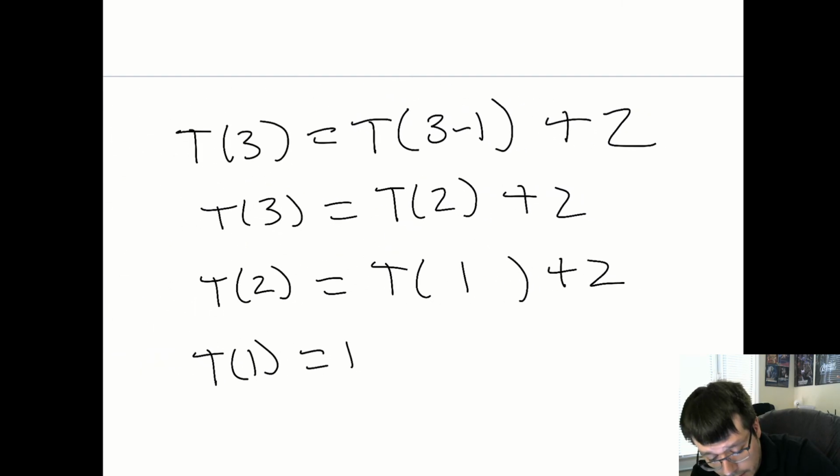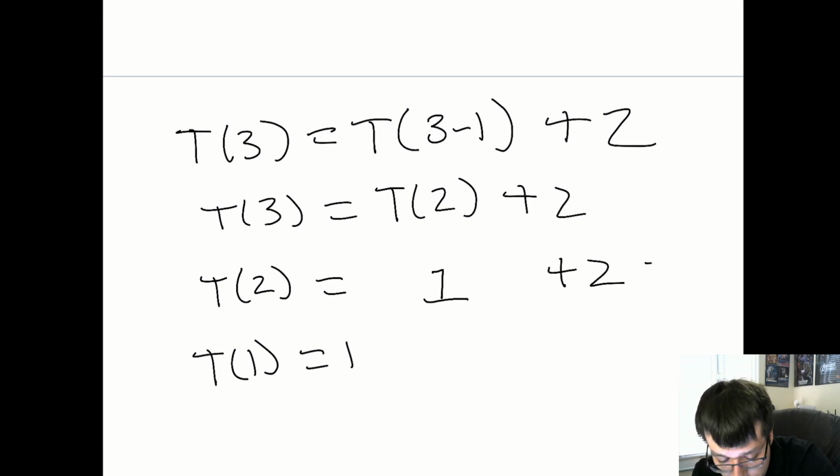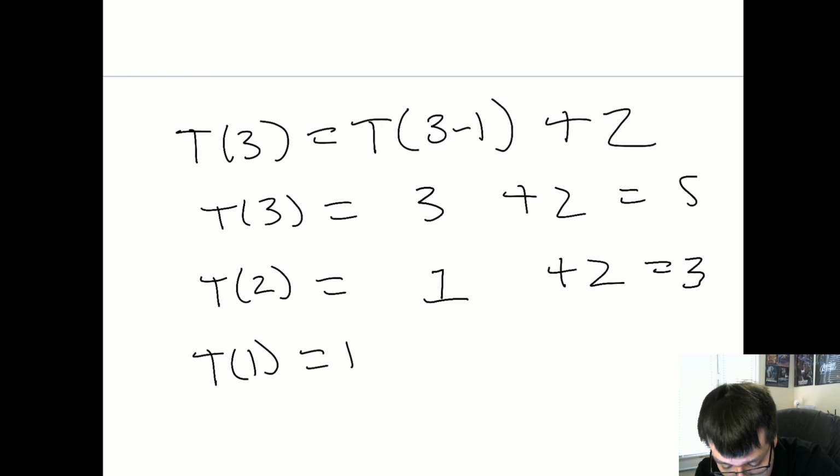You can say, all right, let me plug this in. So that means that this goes away. I'm going to put in a 1, which means that t of 2 is equal to 3, which means that I can take this away and plug in a 3, which means that t of 3 itself is equal to 5, which means that I can take this.